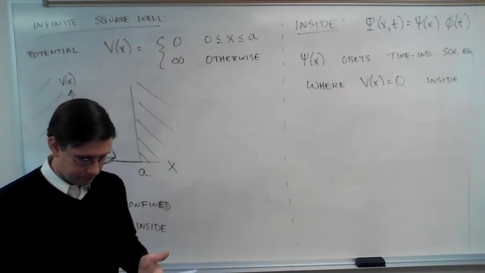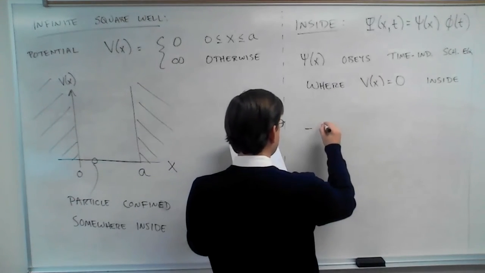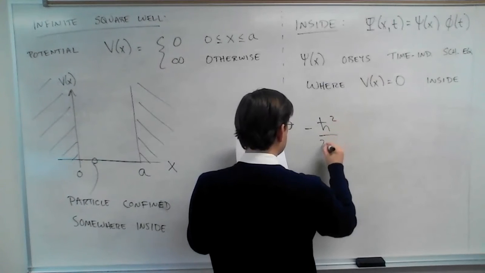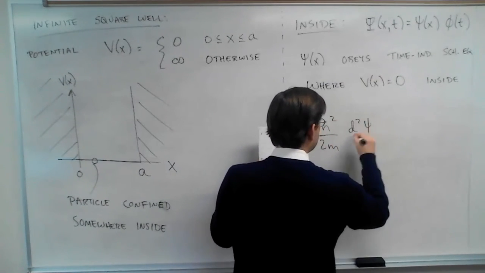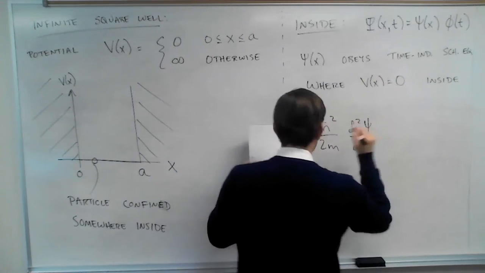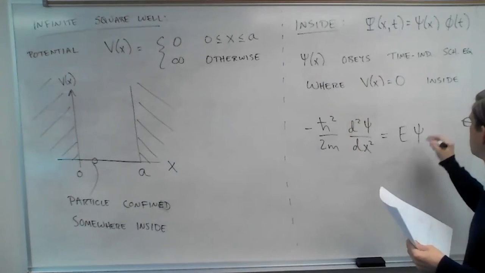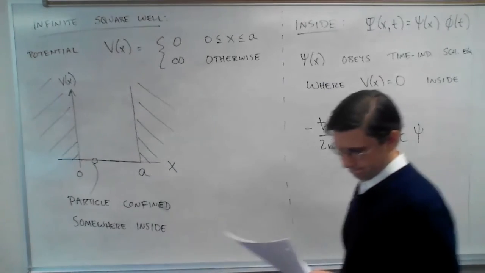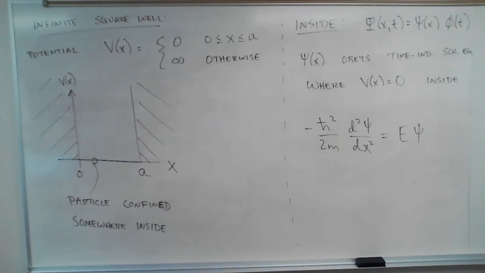Okay, we're interested in this region inside right now, and inside we know exactly that V of x is equal to 0. So our time-independent Schrodinger equation we can write as minus h bar squared over 2m times d squared psi dx squared equal to E times psi. This is our time-independent Schrodinger equation where I've set V of x equal to 0.